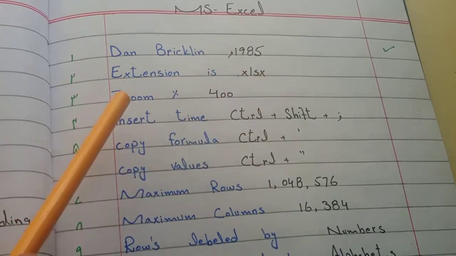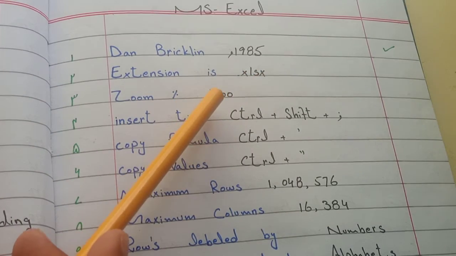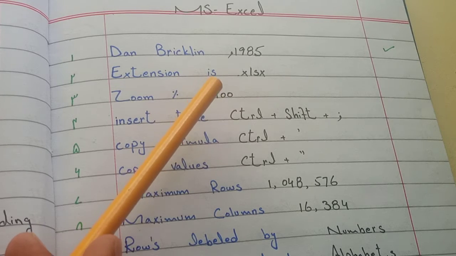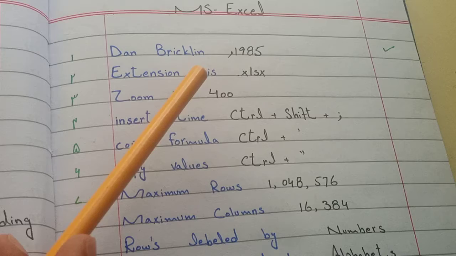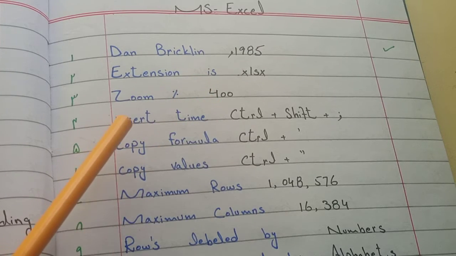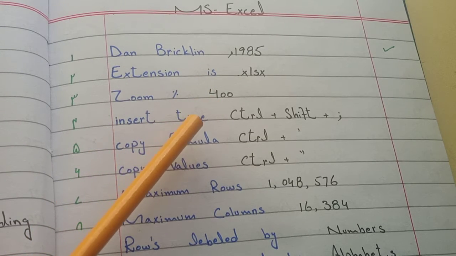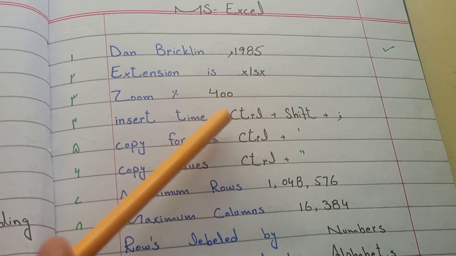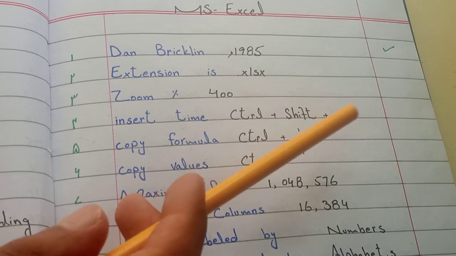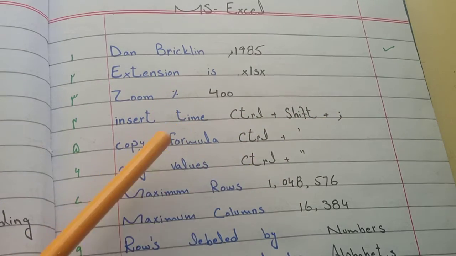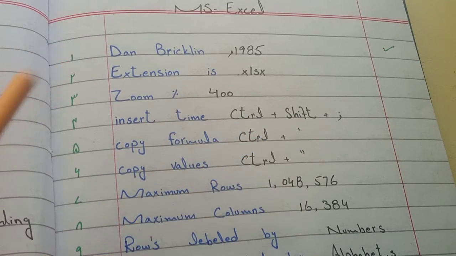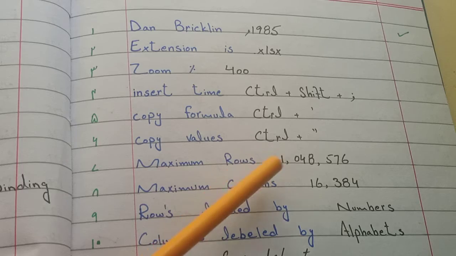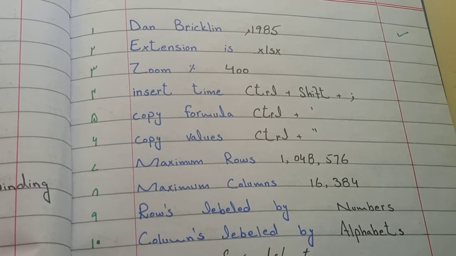.xlsx. Zoom percentage 400. If I talk about the zoom percentage of MS Word, that is 500, and for PowerPoint, that is also 400. Insert time. If you want to insert time in MS Excel, we use Control Shift and this sign. Copy formula, Control plus single comma. Copy values, Control plus double commas.